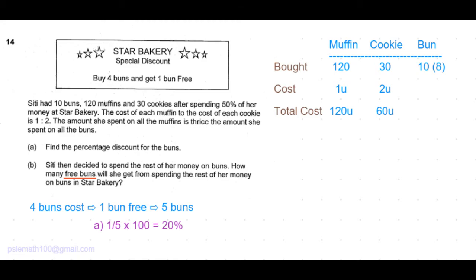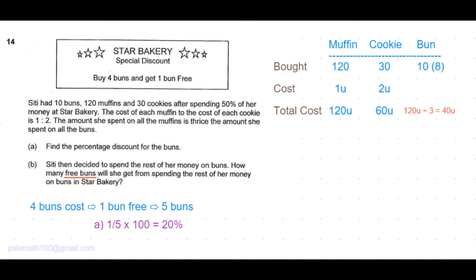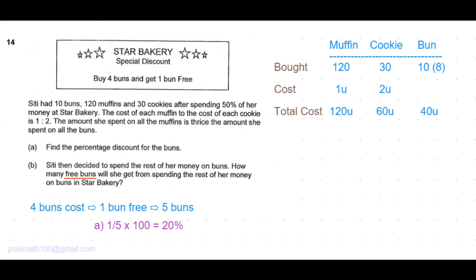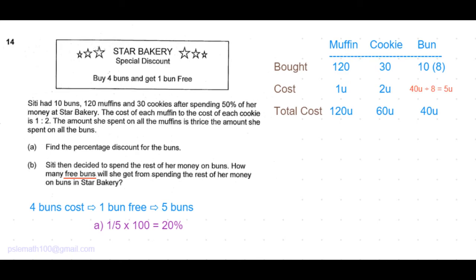The question says the amount she spent on all the muffins is 3 times the amount she spent on all the buns. So the amount she spent on all the muffins is 120 units. That divided by 3 is equal to 40 units, which should be the amount of money she spent on all the buns. So having known the total cost she has spent on the buns as 40 units and she has paid for 8 buns, the cost of each bun is 40 units divided by 8, which is equal to 5 units.